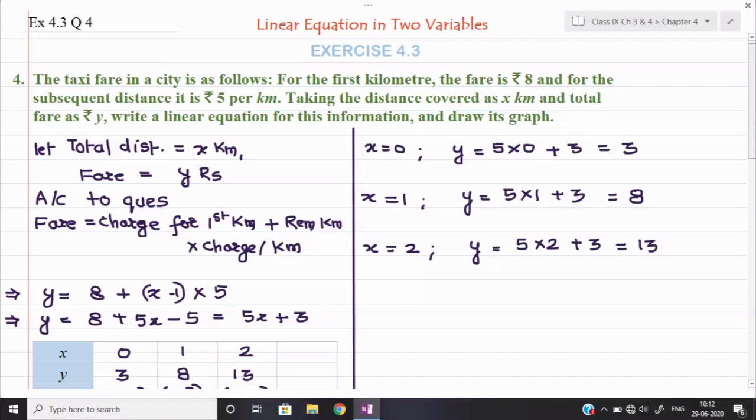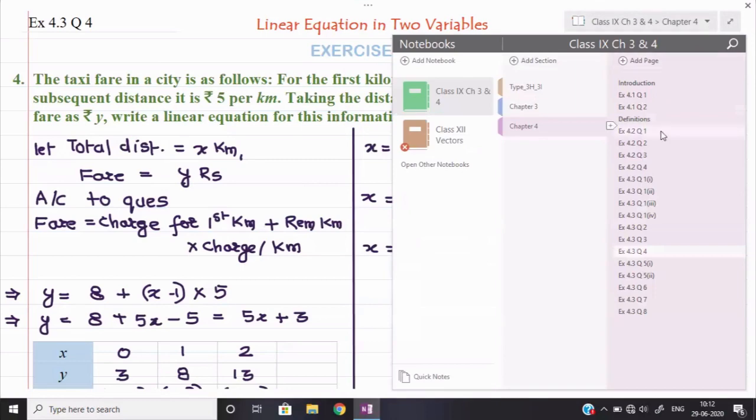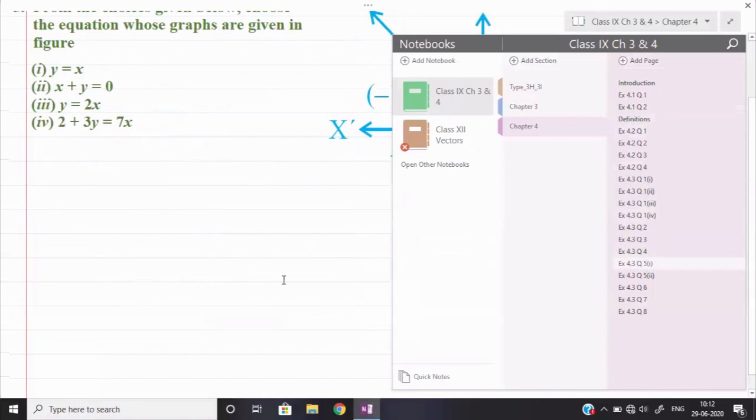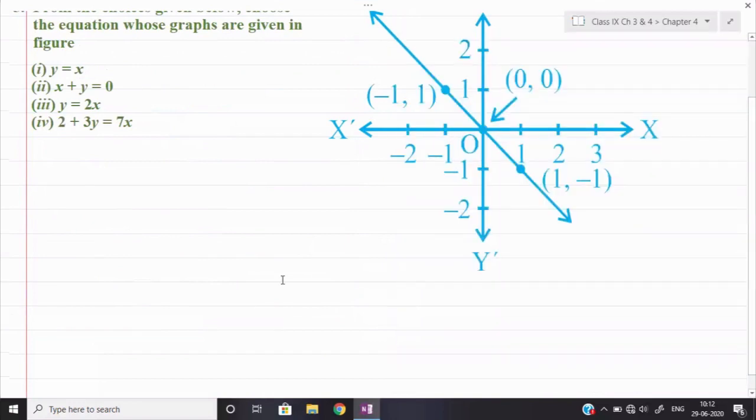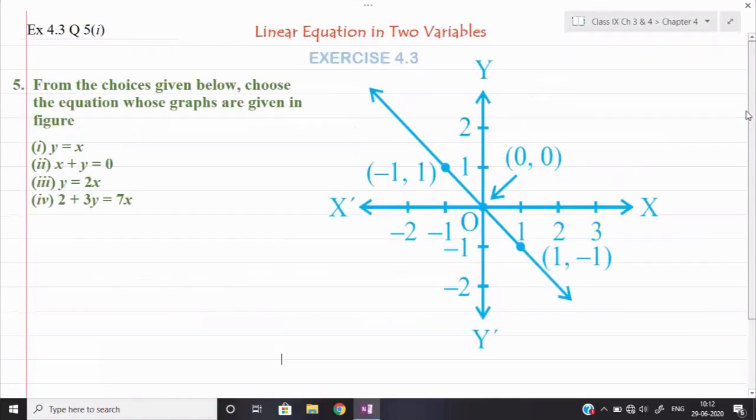Now let us see question number 5. See its first part. What is given here? From the choices given below, choose the equation whose graph is given in the figure. Here we have given four choices. The first choice is y equal to x, the second one is x plus y equal to 0, the third one is y equal to 2x, and the last one is 2 plus 3y equal to 7x.